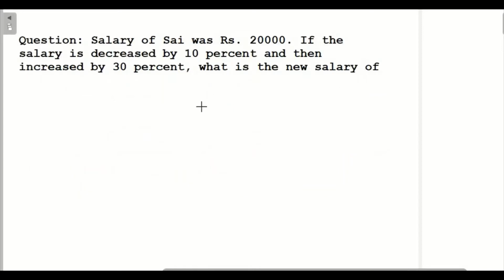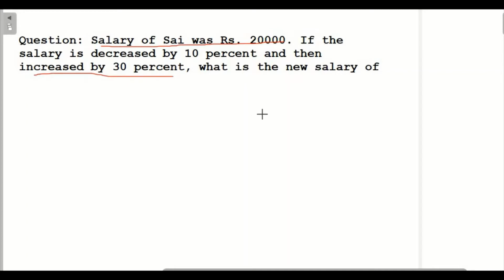Our next sum will be based on salary. It's also a percentage problem. The salary of Sai was rupees 20,000. Read the question at least once or twice, then only you will be able to understand it. If the salary is decreased by 10% and then increased by 30%, what is the new salary?